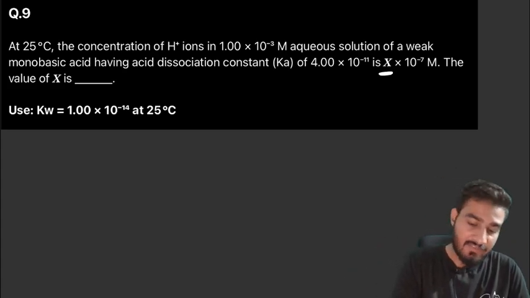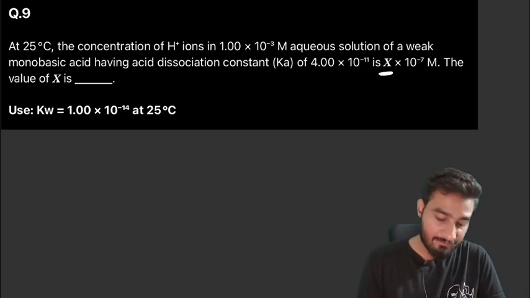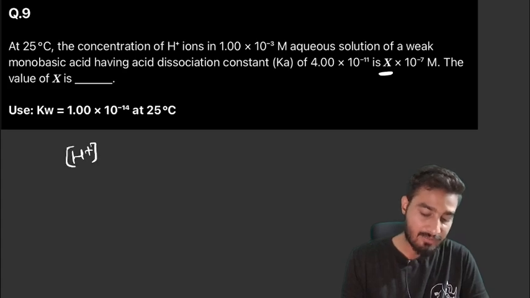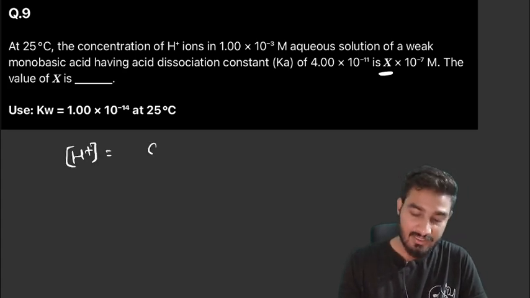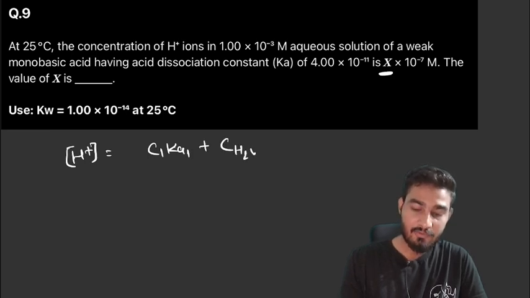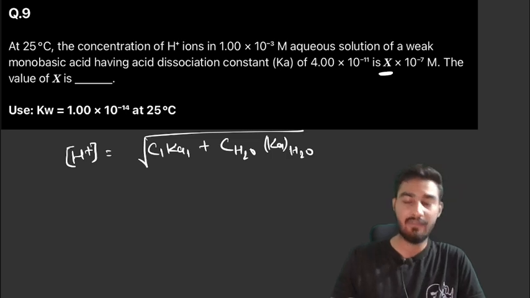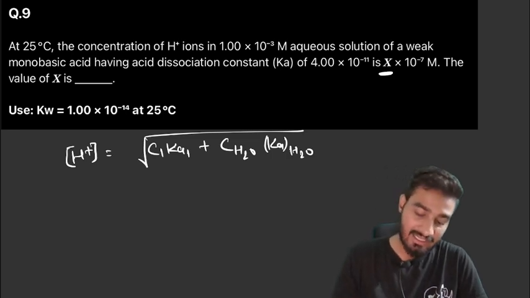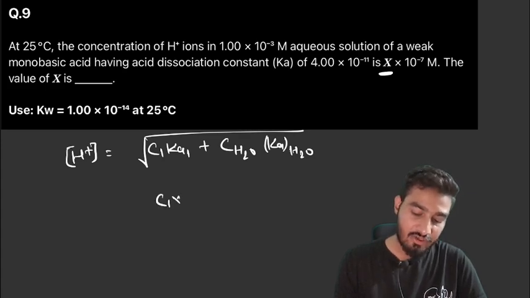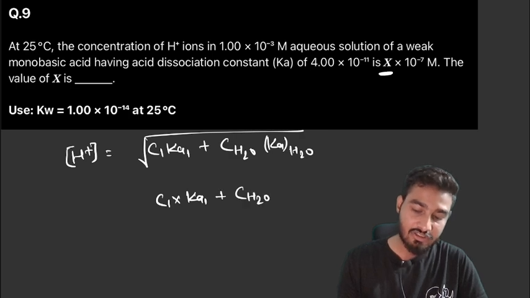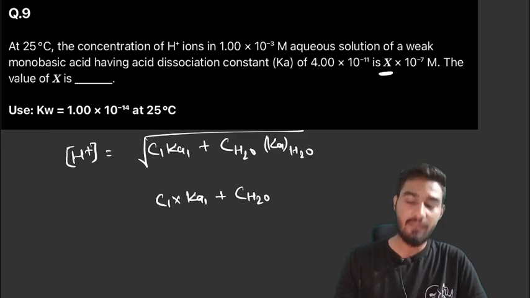So for a mixture of two acids, the formula for H plus is the square root of C1 K1 plus C water into Ka of water. Now you will ask, Ka for water is not given, then why are you considering it? We can calculate this thing. C1 is given in the question, Ka1 for that acid is given in the question, and for the concentration of water, or this Ka of H2O, what can I write?